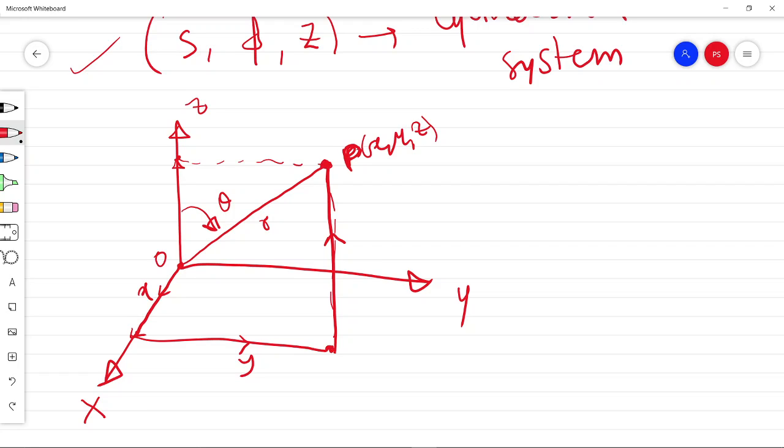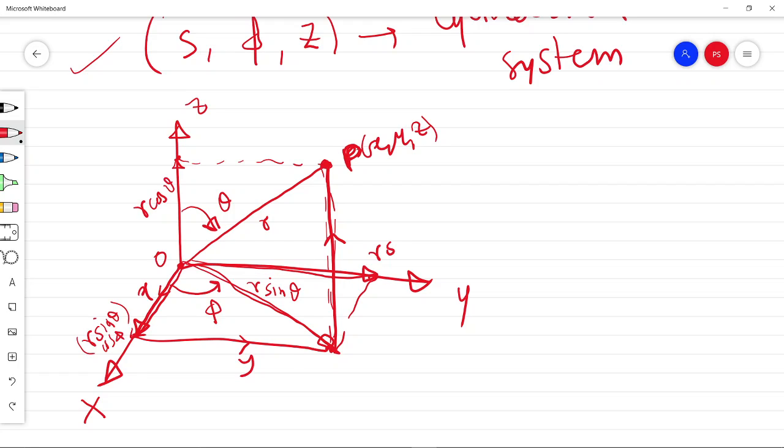Now this projection along z is just going to be R cos theta. So the other projection is going to be R sin theta. Now let us label the other angle as phi, the angle lying in the xy plane. Now since this is R sin theta, this component along the x-axis is going to be R sin theta cos phi, and this component along the y-axis is going to be R sin theta sin phi. So we have already defined the coordinates.